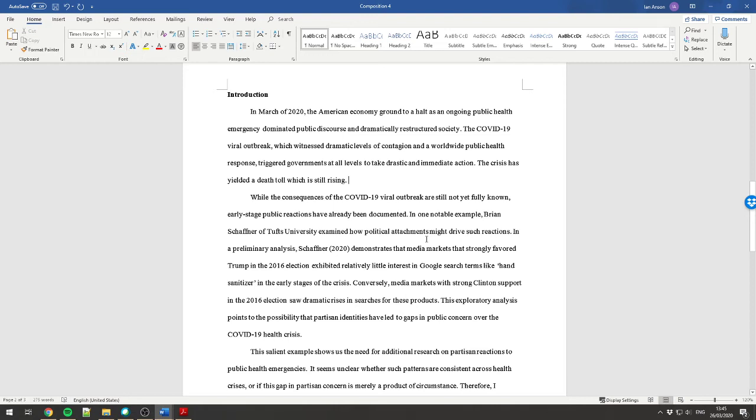See, this is the difficult thing, right? Is we want to identify that topic as carefully as possible to sort of tip off the reader that we're not just talking about COVID, we're talking about these things in general, right? So we could say, well, the consequences of the COVID are still not fully yet known. Early stage public reactions have already been documented.